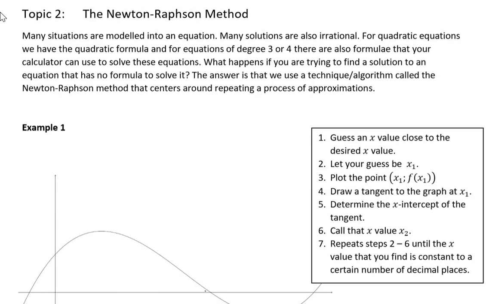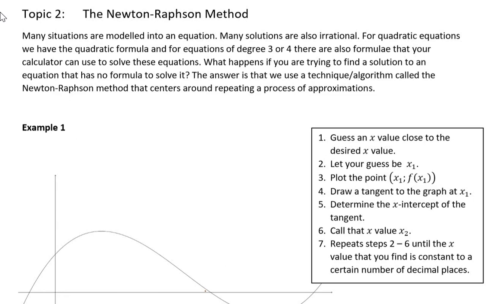So for a quadratic equation, we have a quadratic formula. For a cubic equation or equation of degree 4, there's a formula that works for that too. Your calculator can solve these for you because they have those formulas programmed into them. But what happens if you're trying to find a solution to an equation that has no formula? The answer is that there's this technique or an algorithm. It's an iterative process. It's basically when you repeat a process of approximating a solution until you get as close as you possibly can. And this method is called the Newton-Raphson method.